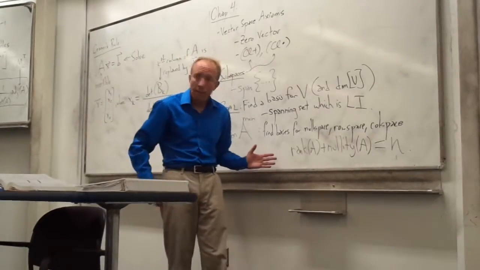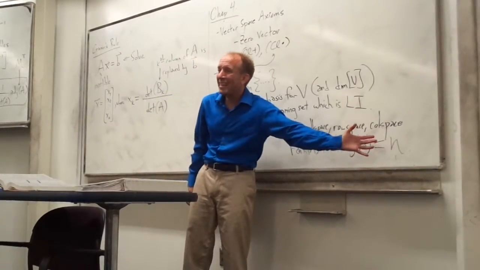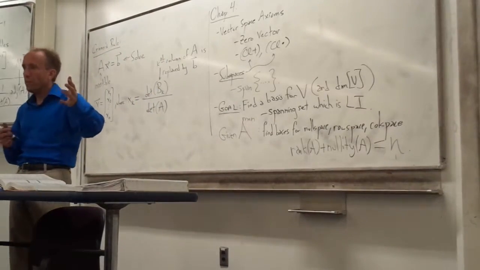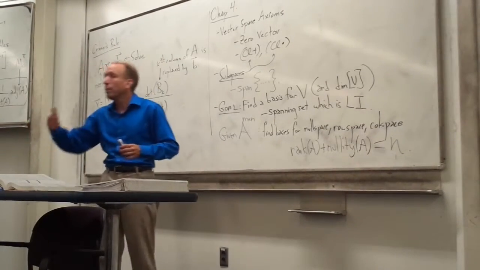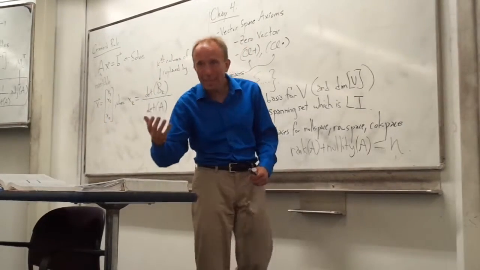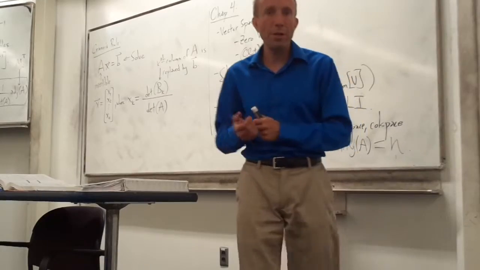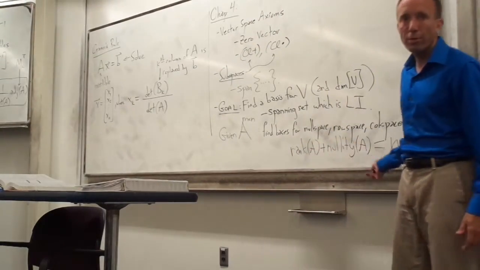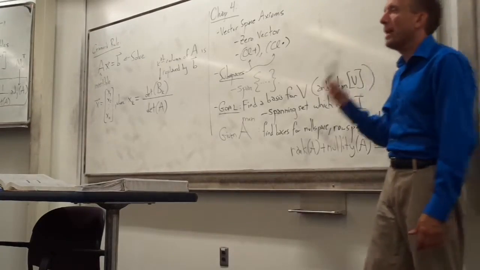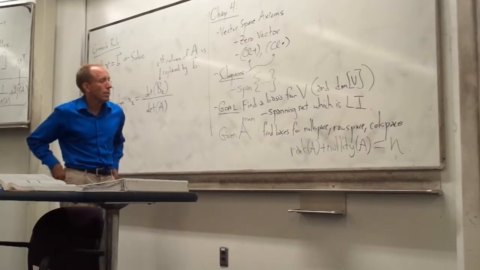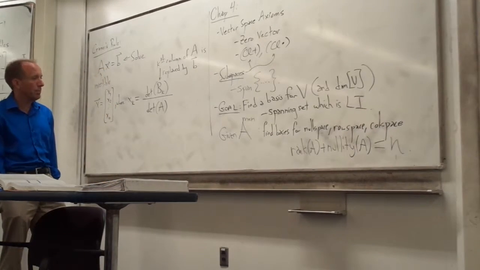We later generalized that when we learned about kernel and range of a linear transformation. Remember that? The dimension of the kernel plus the dimension of the range equals the dimension of V when you have a linear transformation from V to W. So this was the early version of the formula, which we later expanded to more general situations. Okay, so we have that, the rank nullity theorem, null space, row space, column space.